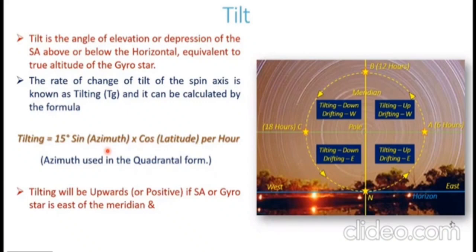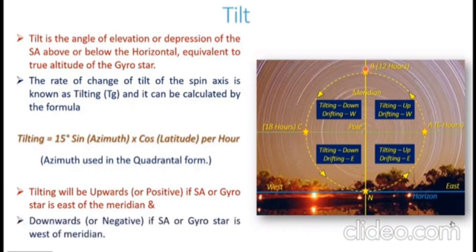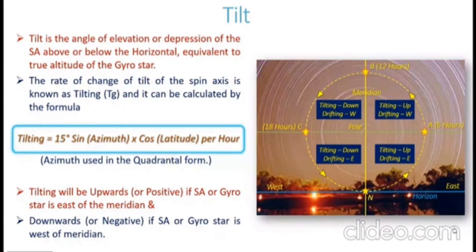How do we obtain the direction of tilting? We know that tilting will be upwards or positive if spin axis or gyro star is east of the meridian. We have seen in this particular diagram, whenever the gyro star is east of the meridian, the tilting is always upwards. And whenever the gyro star is west of the meridian, that is from Bravo to Charlie to November, the tilting is always downwards or negative. So tilting will be upwards or positive if spin axis or gyro star is east of the meridian, and tilting will be downwards or negative if the spin axis or gyro star is west of the meridian. This formula will help us in understanding converting a free gyro into a gyro compass.